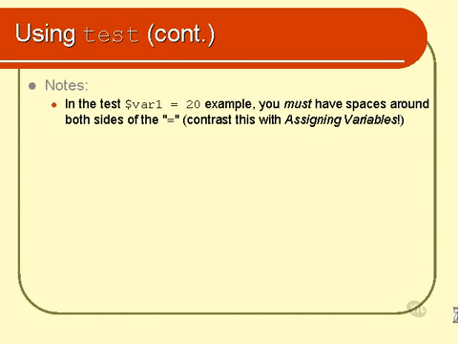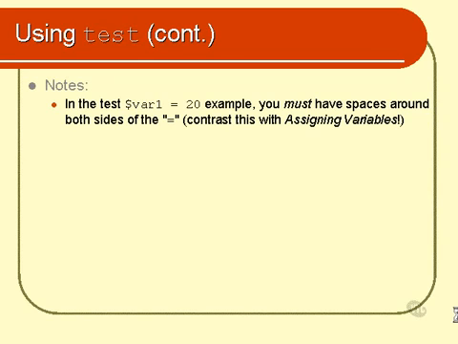If you don't have them, it certainly will not work as expected. Now this is somewhat confusing because when you assign one variable to another, or when you assign a value to a variable, you absolutely must have no spaces around either side of the equal sign. So it might seem to be inconsistent. It's not really, because when you're assigning variables, that's done using the shell, and when you're comparing variables, that's done using the test program. So they're actually different programs.